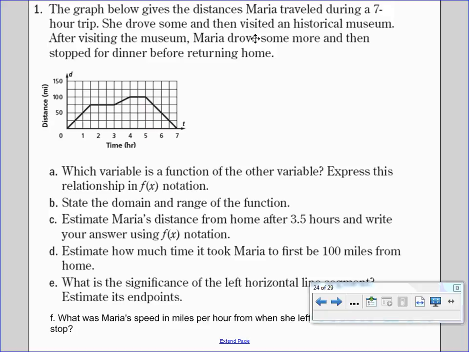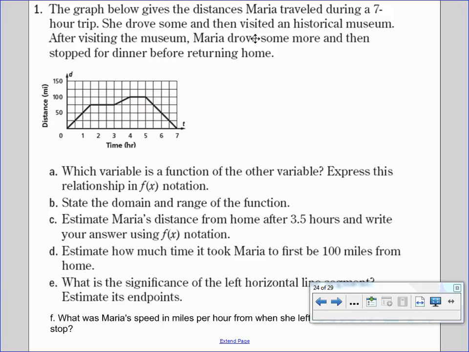Which variable is a function of the other variable? In other words, what depends on what? Does Maria's time into her trip depend on her distance from home? Or is Maria's distance from home depending upon what time in her trip we're looking at? That's confusing. I try to make a sentence in my head. Does her distance from home D depend on the time T in hours? Or does the time T in hours depend on her distance from home? Which makes the most sense in this problem? What do you think depends on what?